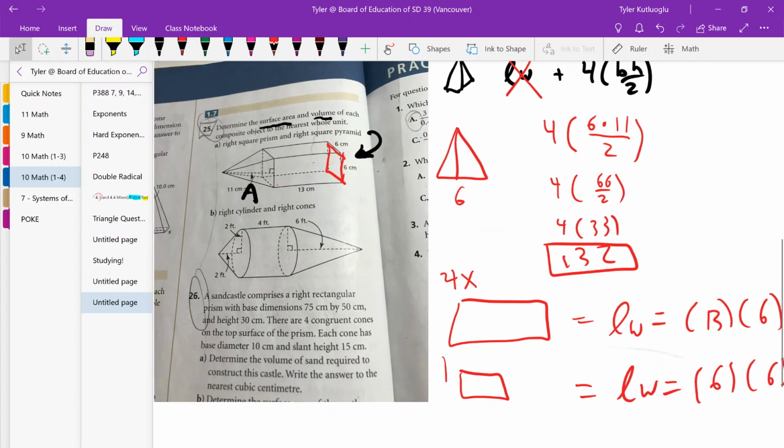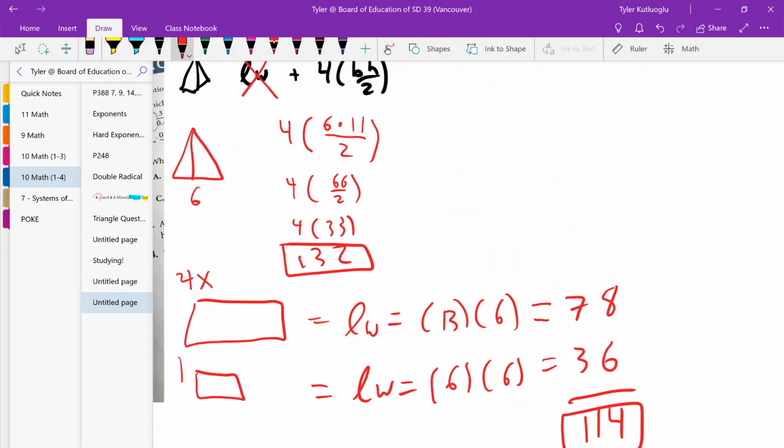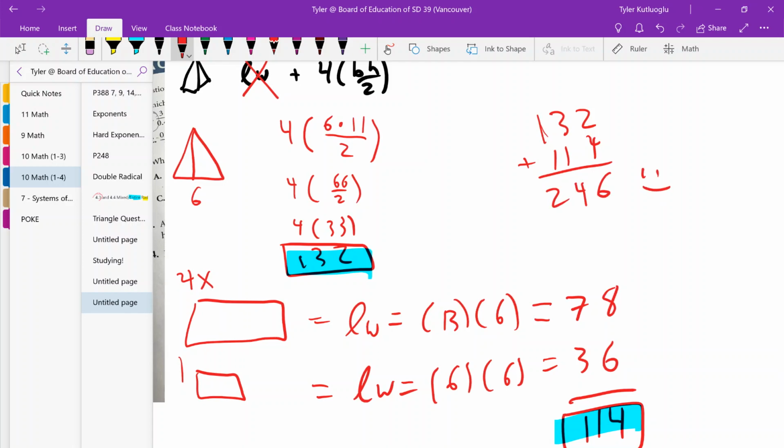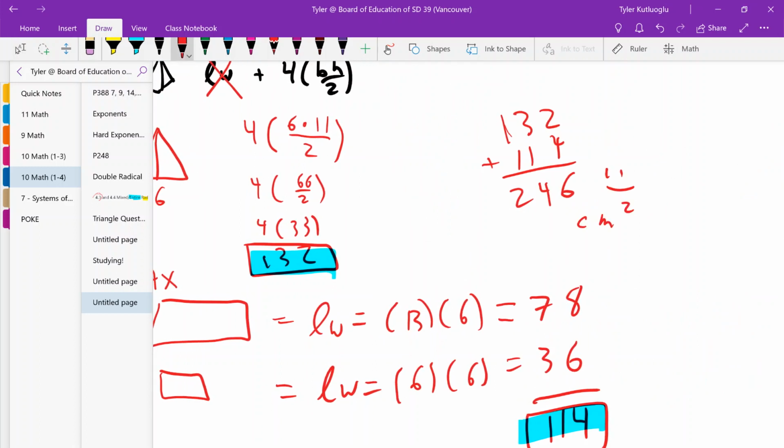So the total for the whole shape, I have to add the area of the pyramid and the area of the rectangular prism. So I'm going to add those two numbers together, this and this. So my total is going to be 132 plus 114 gives me 246. And that's the final surface area. Oh, I suppose I should use units. Centimeters squared. Cool. And that's it. We're done.